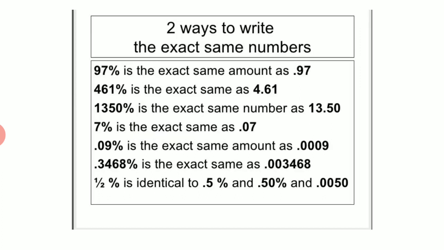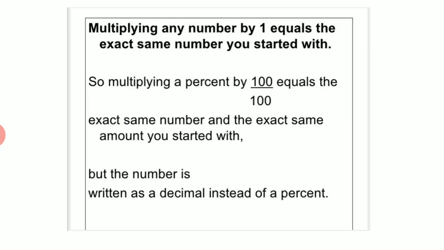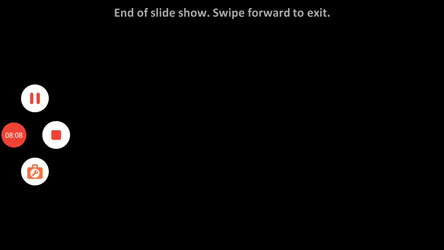Move the decimal point two places to the left, that is dividing by 100, that is multiplying the percent by 100 over 100. Multiplying a percent by 100 over 100 equals the exact same amount you started with, but the number is written as a decimal instead of a percent. So we now know how to change a number from a percent to a decimal by simply removing the percentage sign, and second, by moving the decimal point two places towards the left. So this much for today, children.